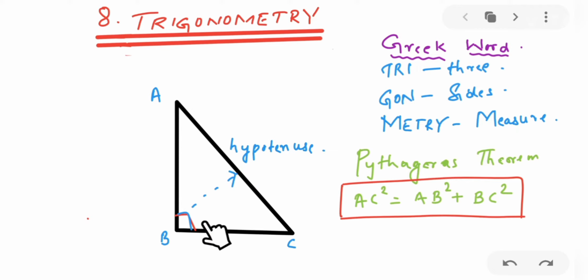And for a right angle triangle, we always apply the Pythagoras theorem. The Pythagoras theorem says that the hypotenuse square is equal to the sum of the squares of the other two sides. So for this figure, which is right angled at B, AC is the hypotenuse. So AC square is equal to the sum of squares of the other two sides, that is AB square plus BC square.